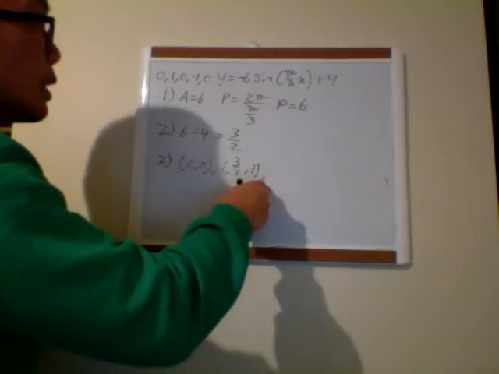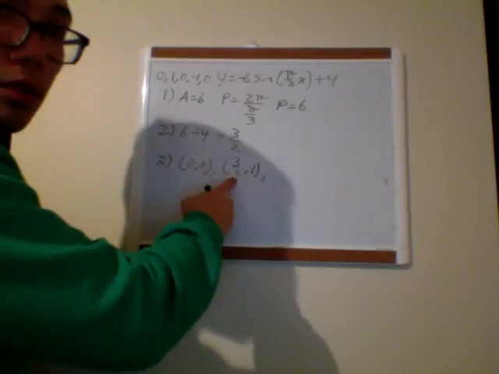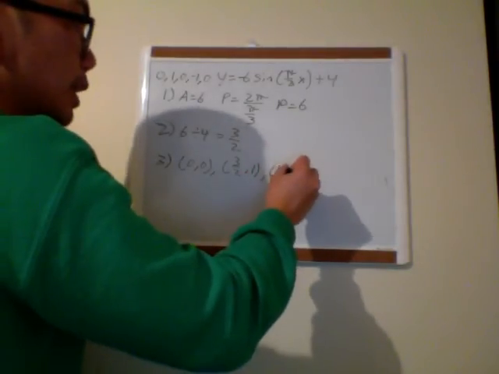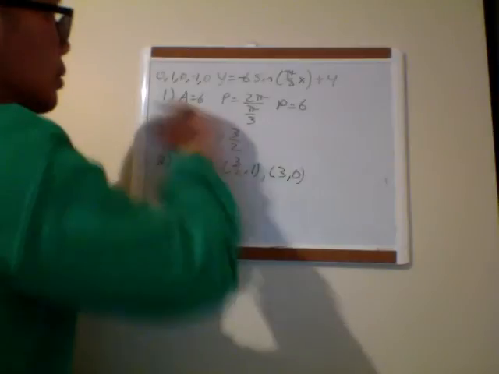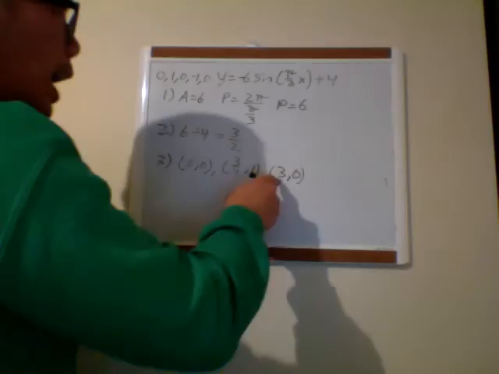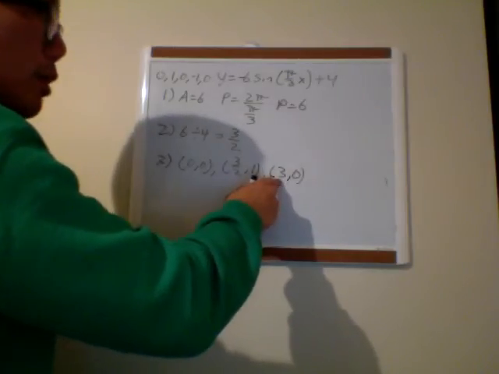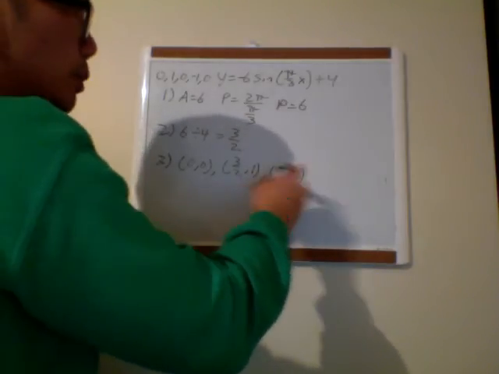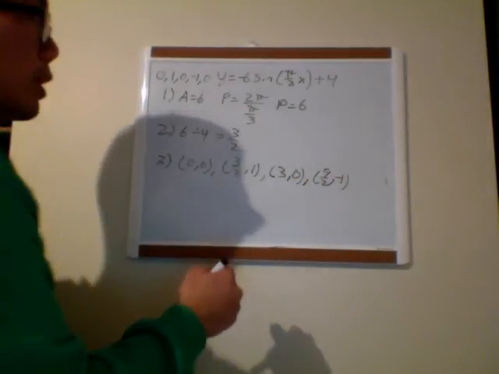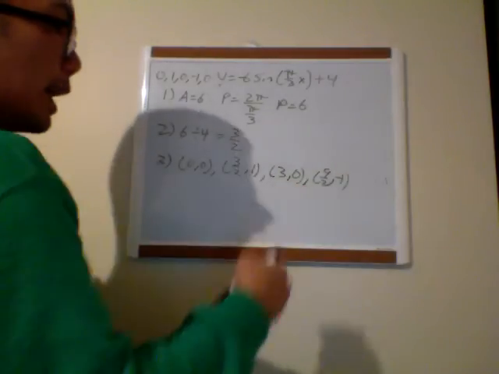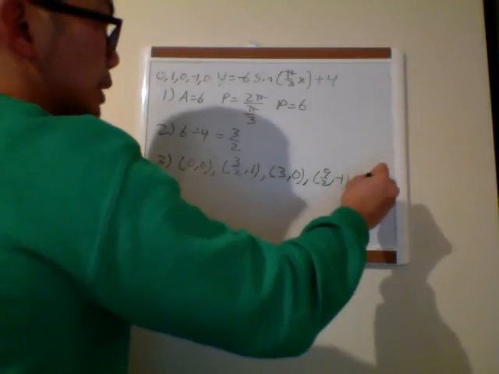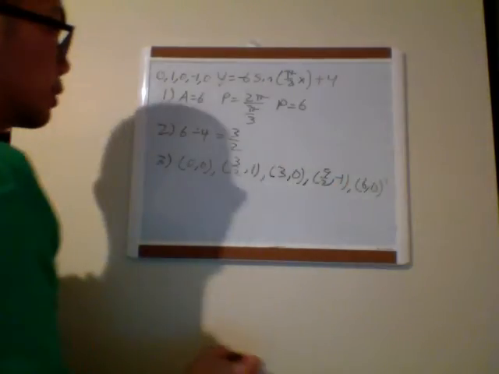My third point is going to be 3 halves plus 3 halves, which is 6 halves. 6 halves can reduce to 3. And I know I'm going to be at 0 since I'm using the y values up here. And then I'm going to add 3 plus 3 halves. Remember, 3 is really 6 over 2, so 6 over 2 plus 3 over 2 is 9 over 2, and my y value is -1. And then my last one is 9 halves plus 3 halves, which is 12 halves, which is 6, and my y value is 0.